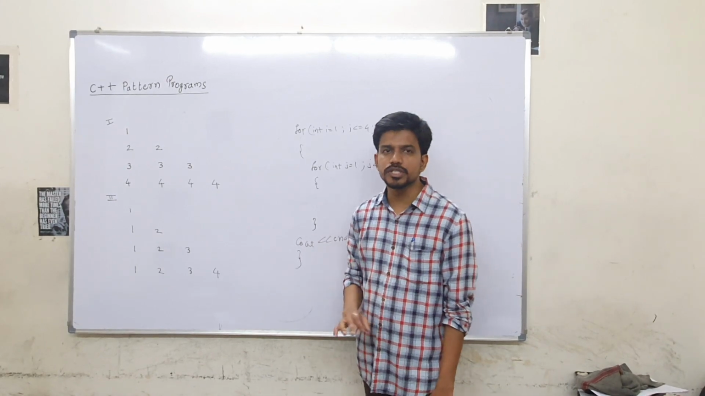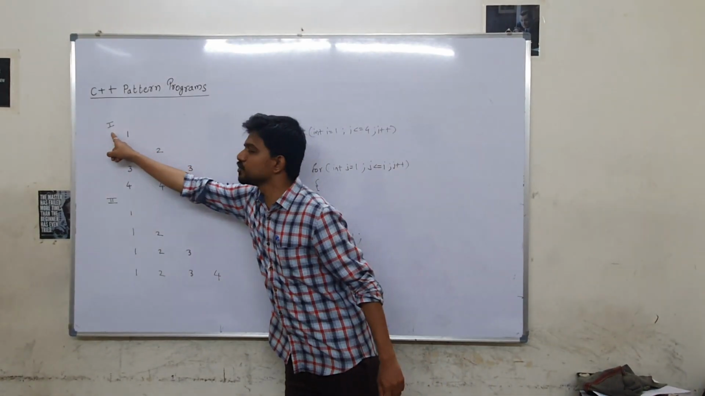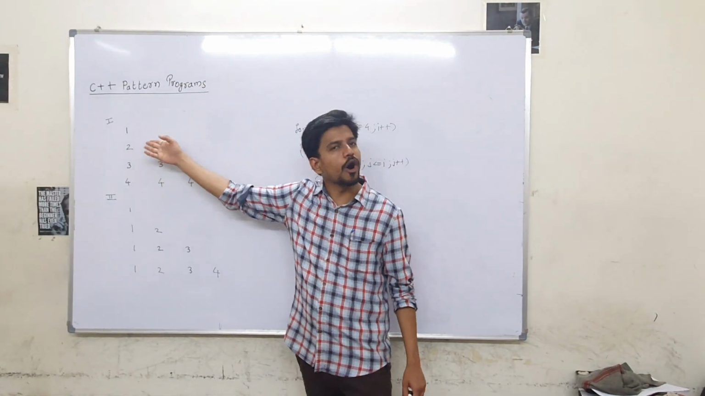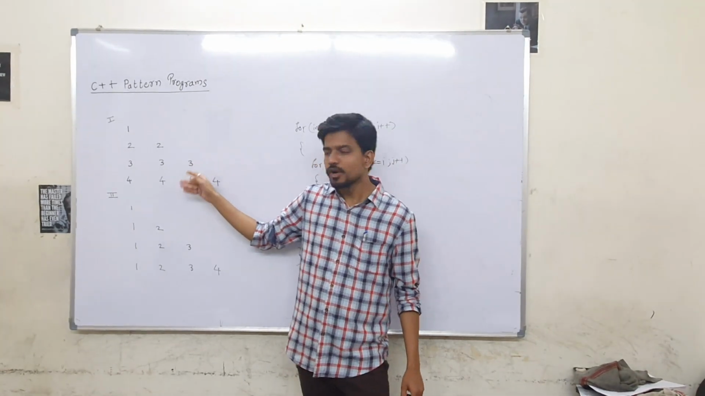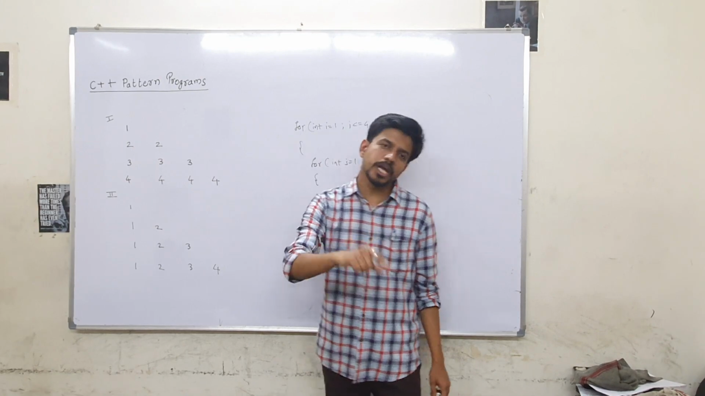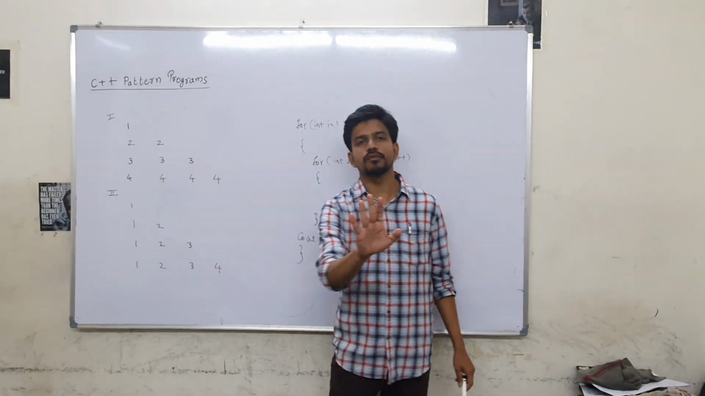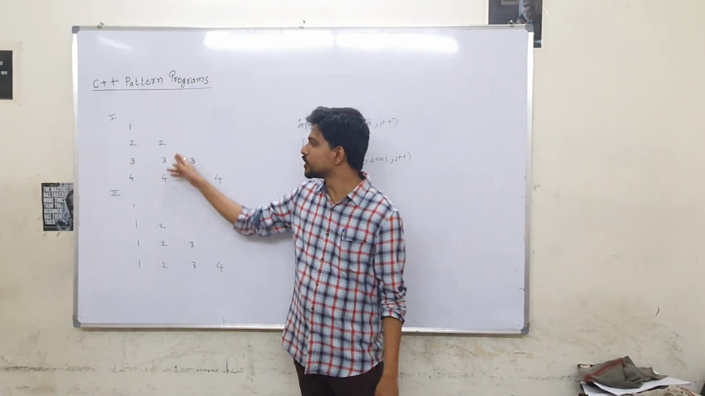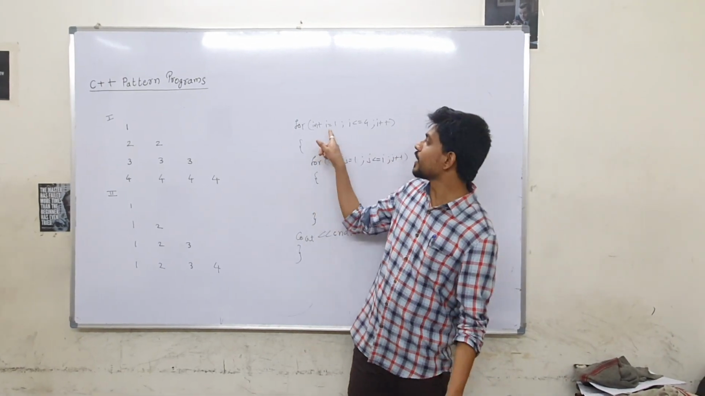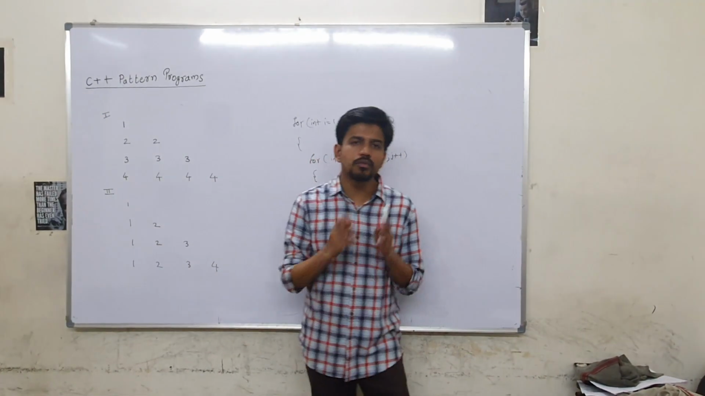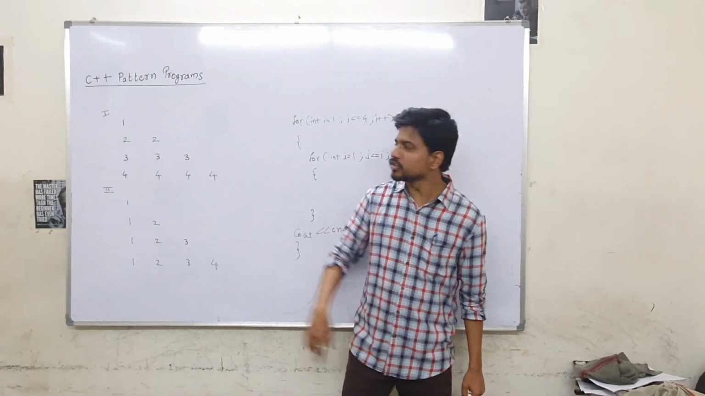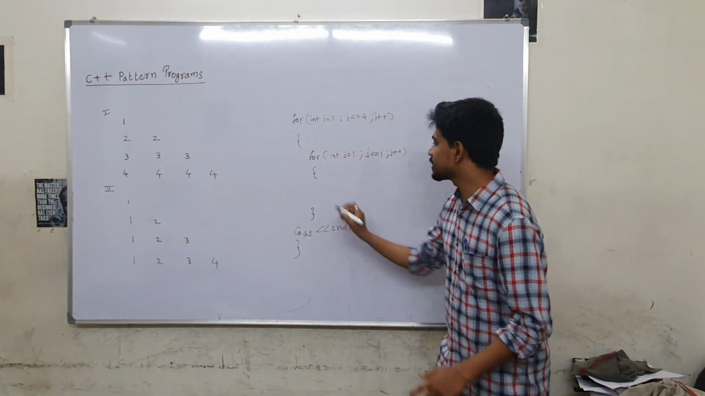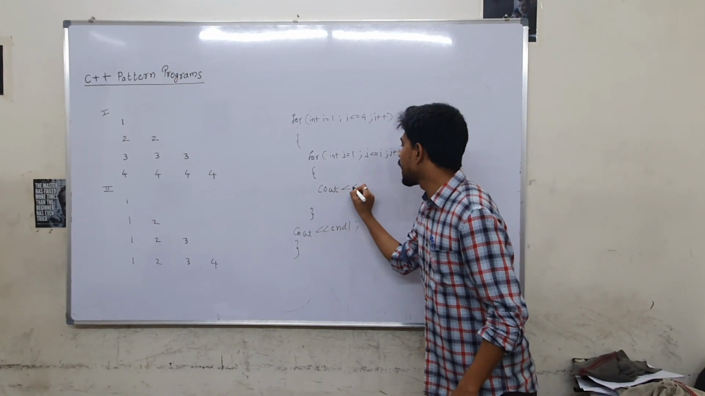Now let me ask you a simple question. What is printed in question 1 on the first line? You will say 1. What is printed on the second line? 2. On the third line, 3. On the fourth line, 4. Now let me ask you one more question. On the first line, what is the value of i? You will say 1. On the second line, what is the value of i? You will say 2. On the third line, 3. And on the fourth line, 4. It means on each line, what are you printing? You are only printing i. That's it. So you will say cout i.